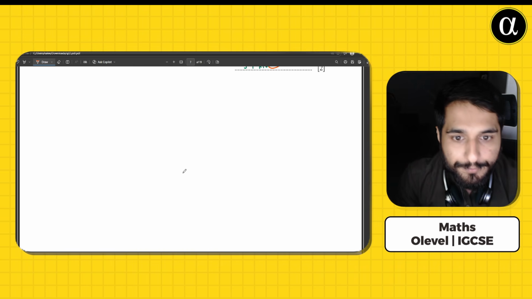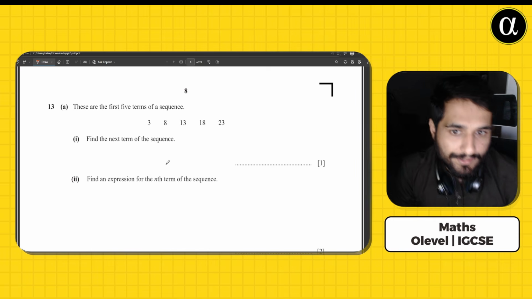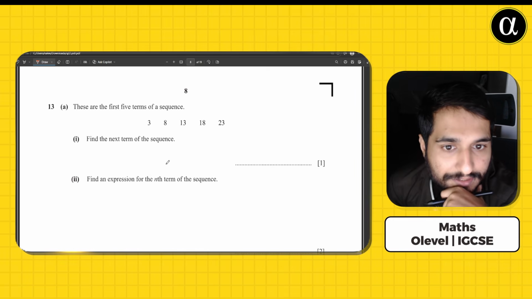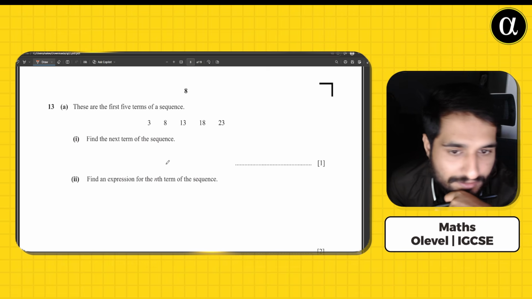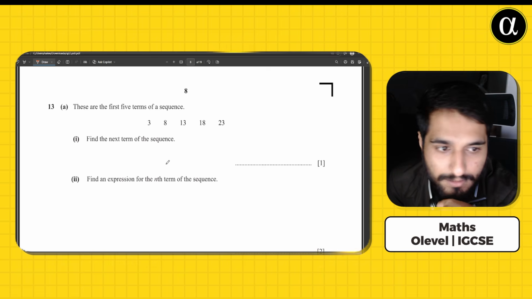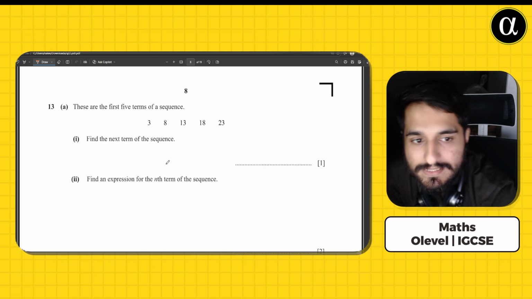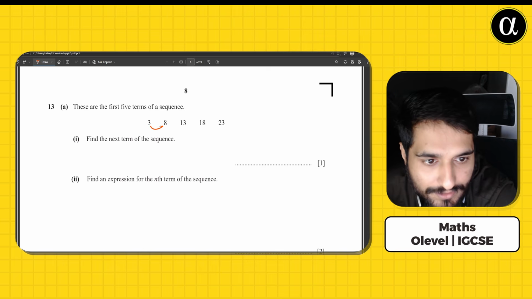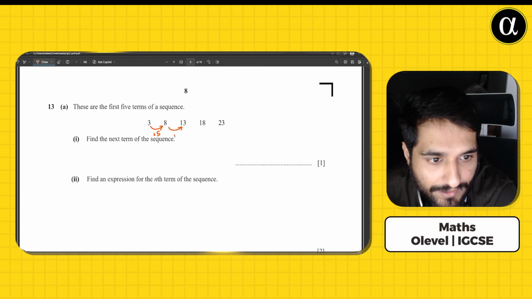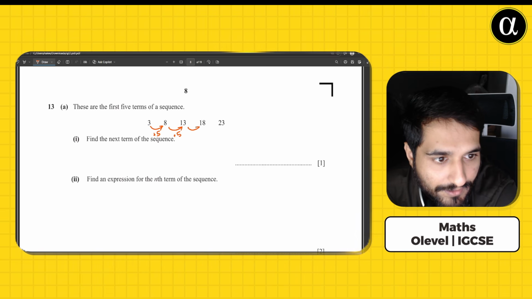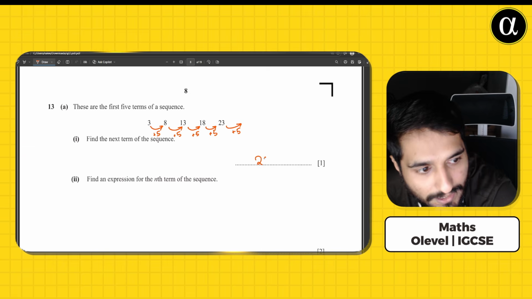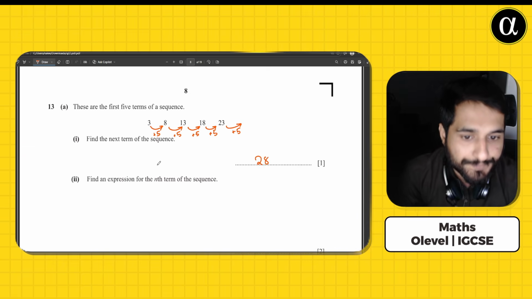Question 13. Question 13 says that these are the first 5 terms of a sequence. Find the next term of the sequence. Now, what will we do? If we have a look at this sequence, 3 and 8, there's a difference of 5, and then 8 and 13, again a difference of 5, and then 13 and 18, again a difference of 5. That means the next term will also be with a difference of 5. So, with that being said, the answer should be 28.